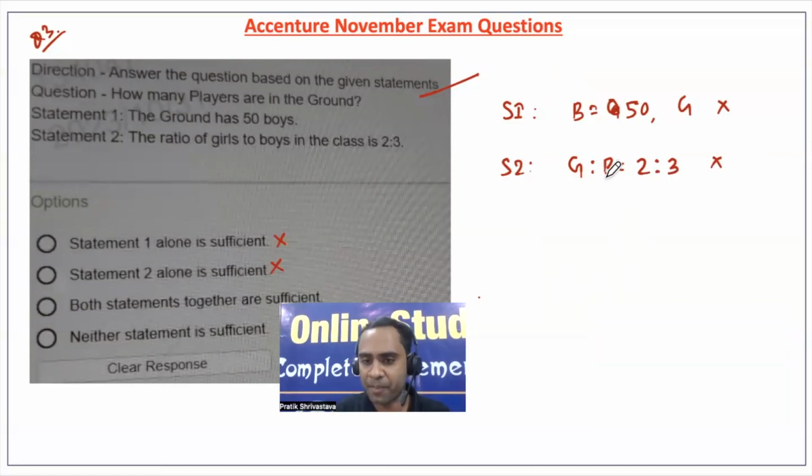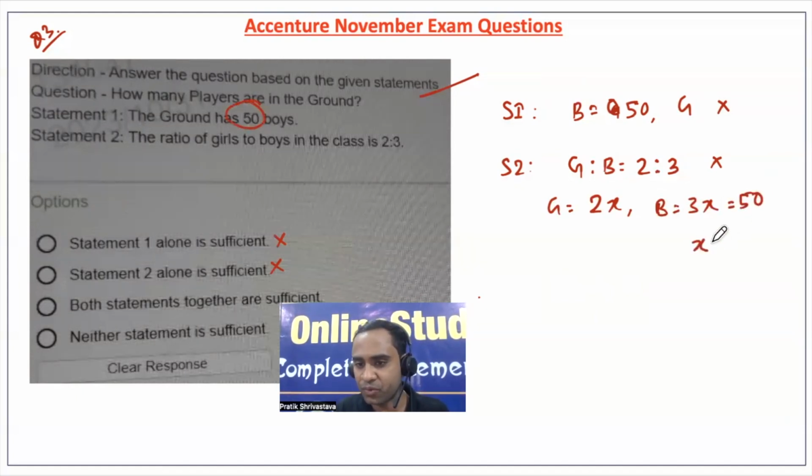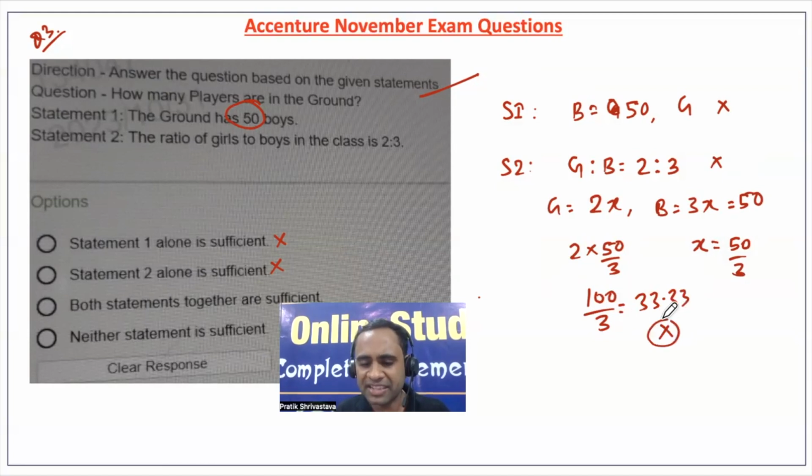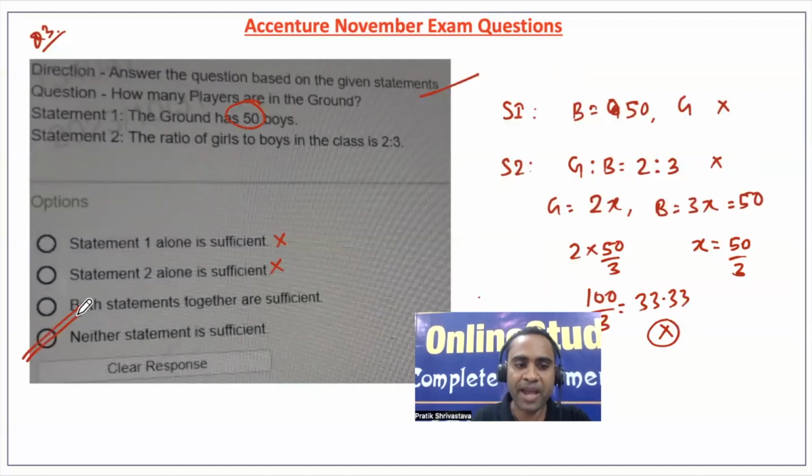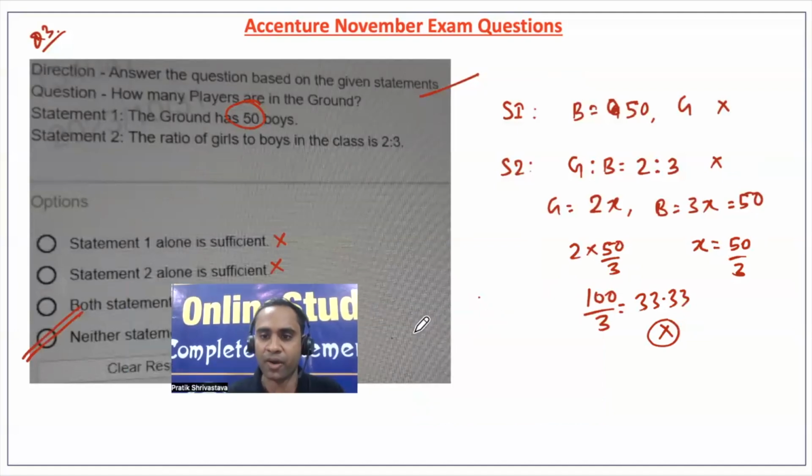Now we have the option to combine. Friends, I have told you, whenever the data is given in terms of a ratio, you can write it down in terms of a value. So 2x is the number of girls and the boys are 3x. The number of boys given is 50, so 3x equals 50, so x will be equal to 50 by 3. So the number of girls is 2 into 50 by 3, which is 100 by 3, that means 33.33. The girls cannot be a fraction. So even with both statements, we are not able to solve. My answer will be neither statement is sufficient. Okay, friends, I will tell you one more way.